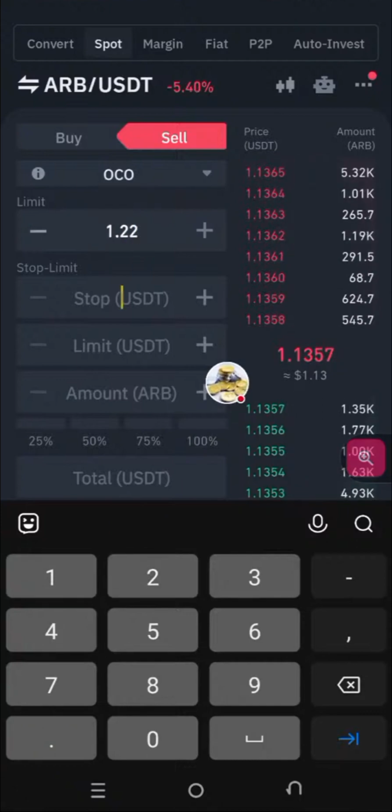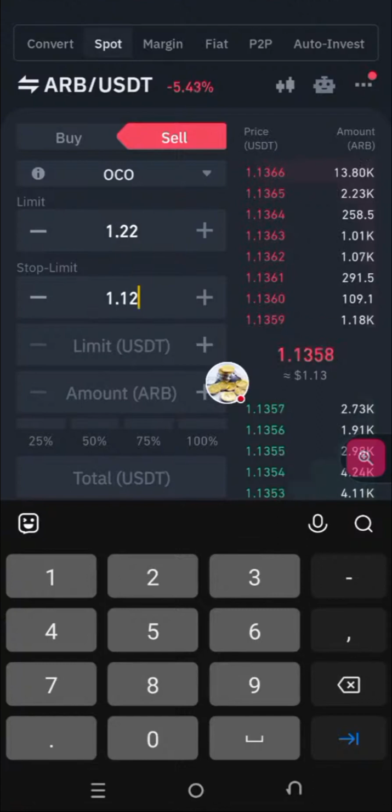Then I'll have to put my stop also. So if it's going down, I need to put my stop. That's the stop limit, the stop loss. I need to put that. So if it goes below, this is currently 1.359, if it goes below like 1.2, for instance, I don't want to lose my money. I don't want to waste time in this trade.